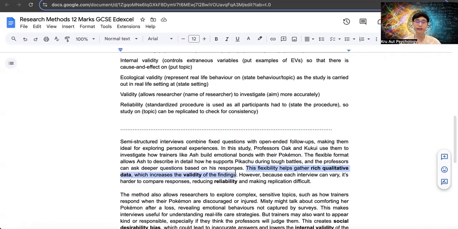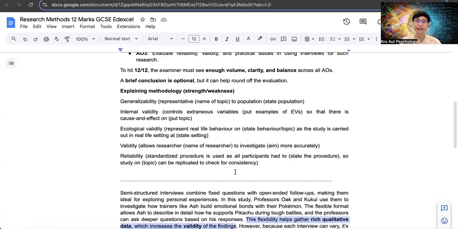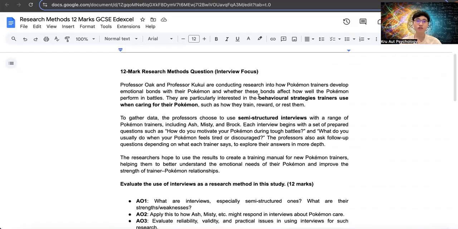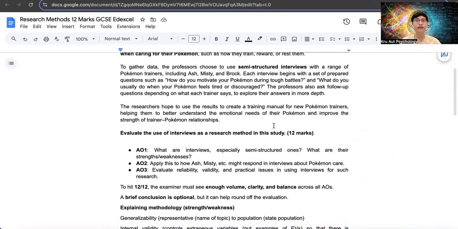How does it do that? Or, how is it good in terms of being valid? We might link back to what they actually want to test, like the emotional bonds with the Pokemon. They can actually test this to see how it affects how well the Pokemon performs in battle. Validity alone, for example.